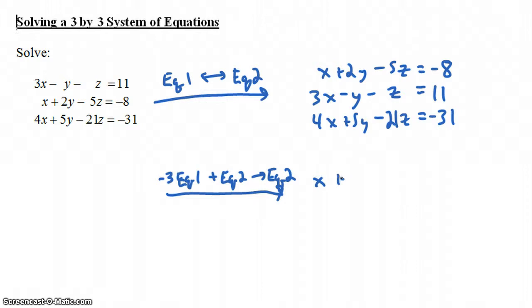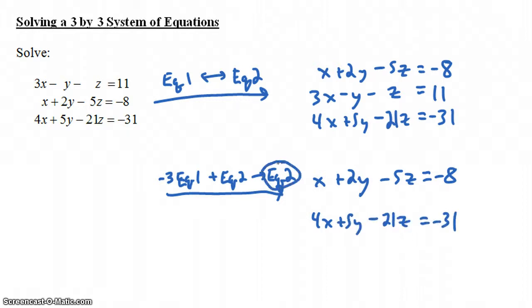So let's rewrite the top equation. We're not changing the top equation, and also we're not changing the bottom equation, the third equation. But we get a new equation 2 by doing -3 times equation 1 plus equation 2. Let's do this term by term. -3 times x plus 3x gives you 0x, so that goes away. That's why we multiplied the first equation by -3.